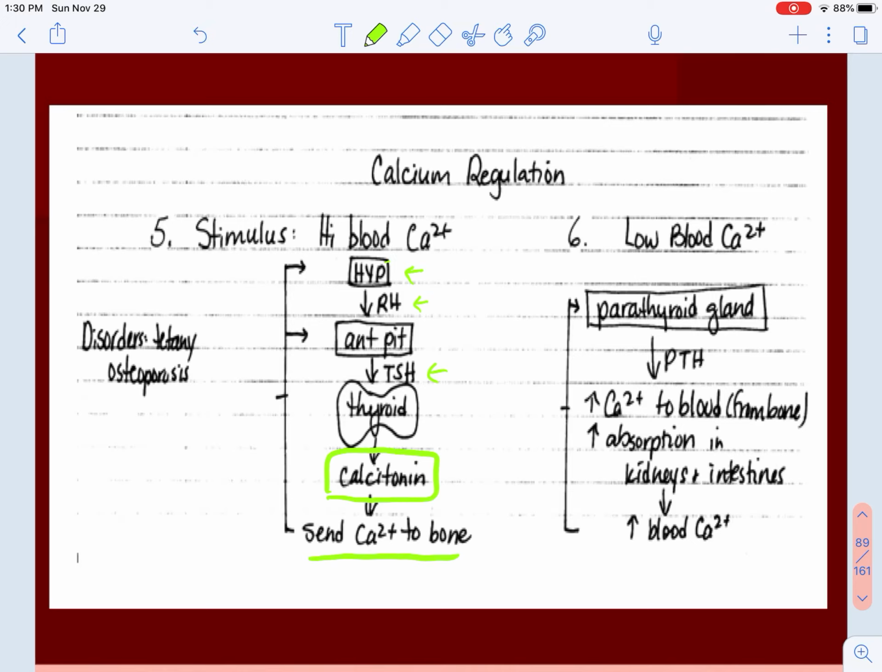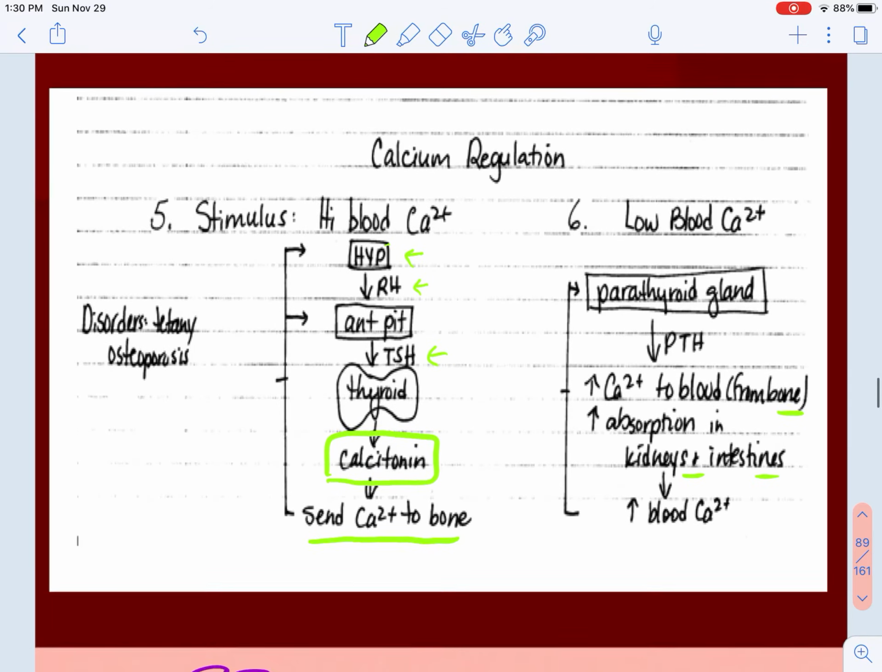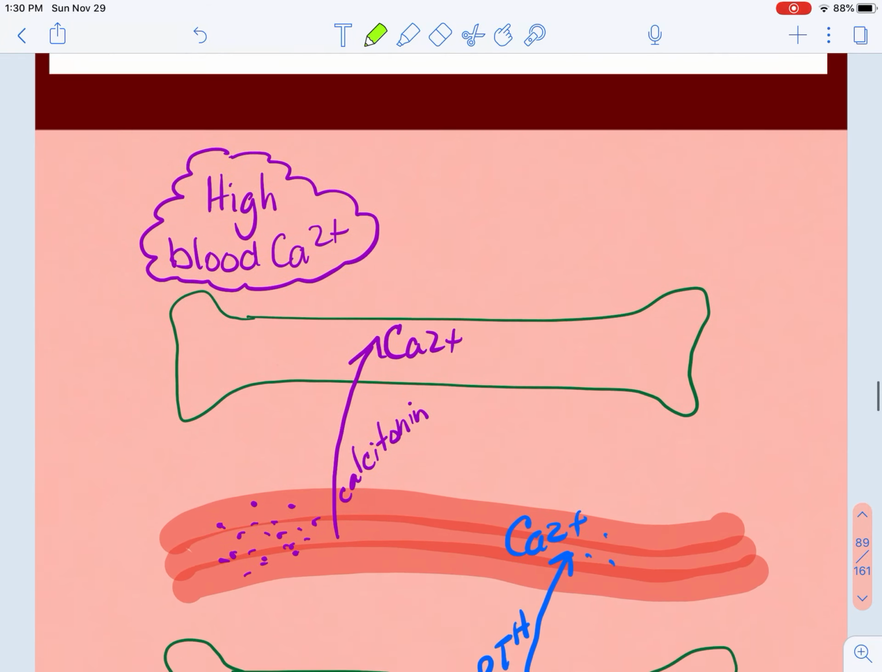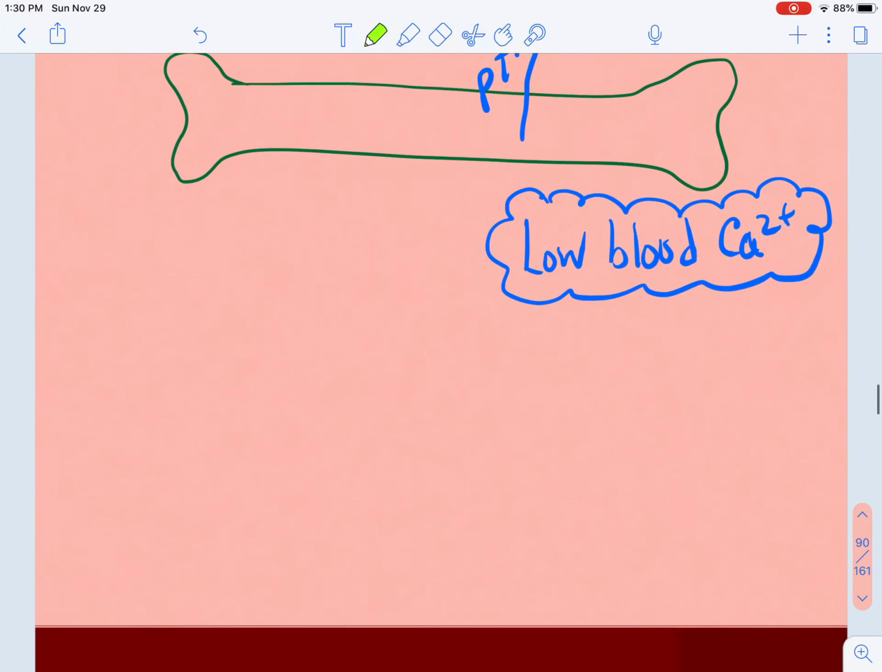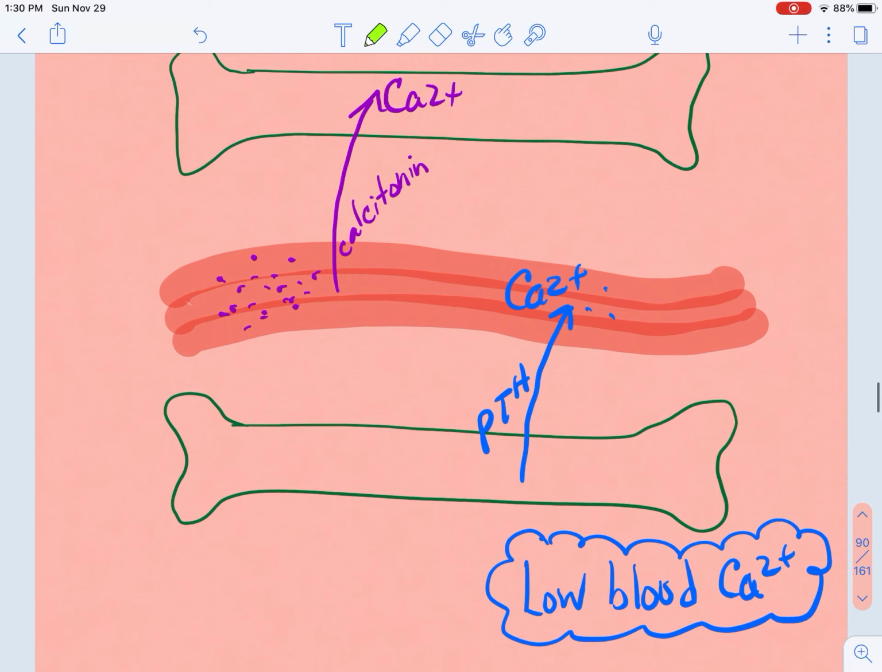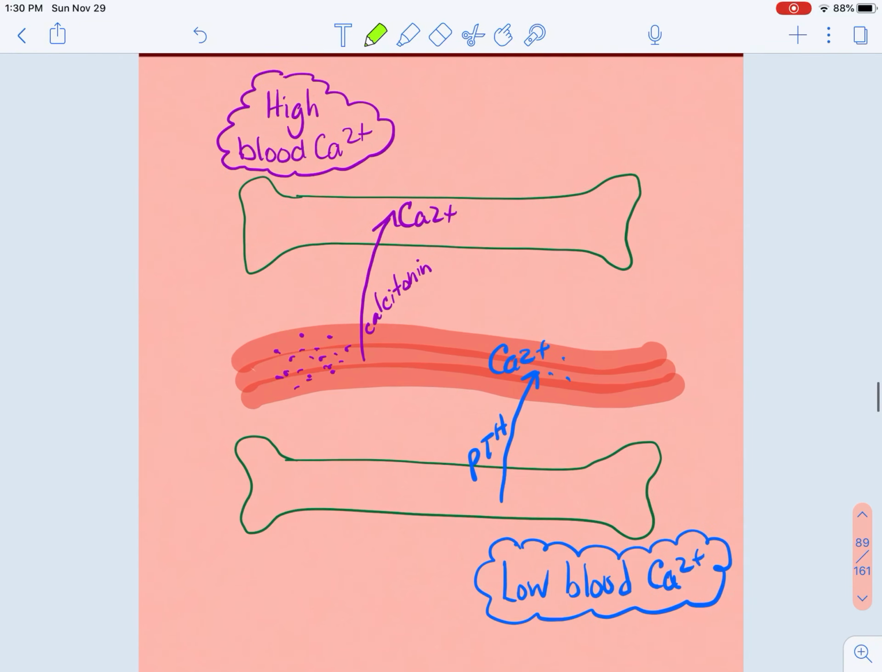For low blood calcium, it's the parathyroids that directly will sense that and get that calcium from 3 places: bones, kidneys, and intestines, and get that blood calcium back up. So please add number 5 and 6 to your collection of feedback loops. In addition, for number 5 and 6, this is my last slide to share with you.